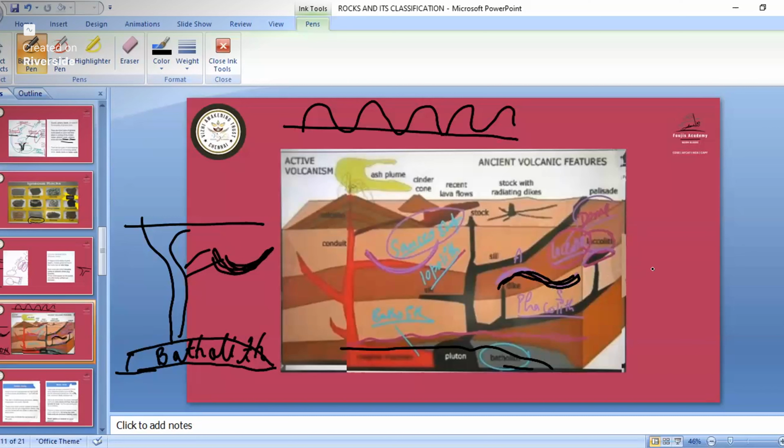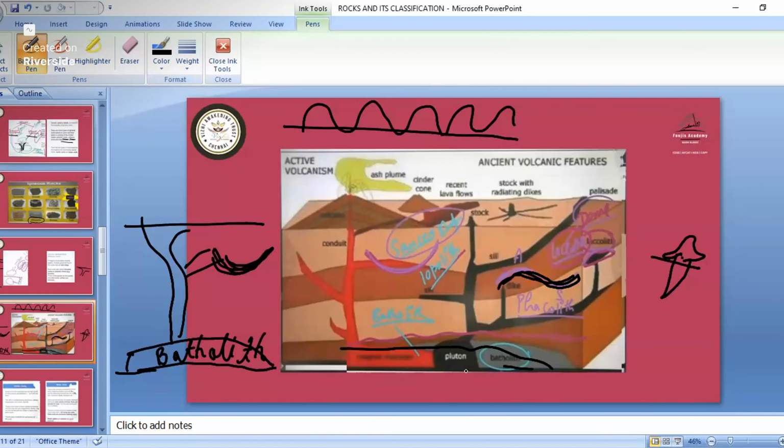And suppose the form is coming up like this and it is settled in a dome shape. If it is settled like that, it is known as laccolith. So remember, if the dome shape is there, that is laccolith, and if saucer shape is there, that is lopolith, and if it is in horizontal direction, then it is batholith. It means it is lying down on the rock surface. So that is batholith.